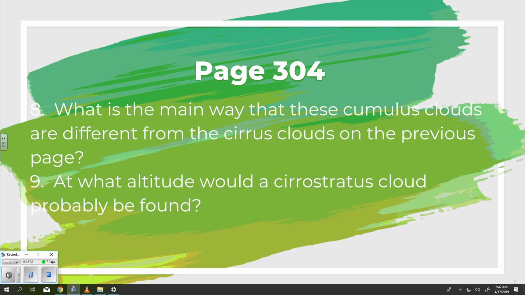Page 304. What is the main way these cumulus clouds are different from cirrus clouds on the previous page? At what altitude would a cirrostratus cloud probably be found?